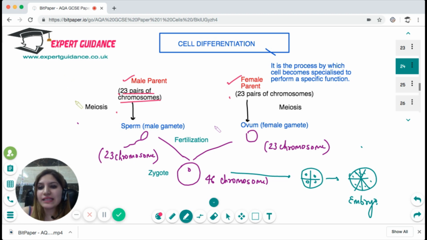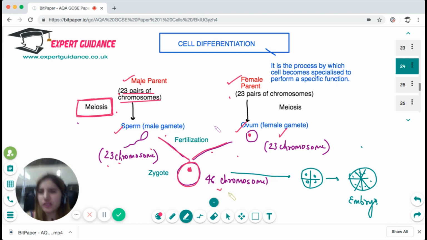Now, male cells undergo another division. We just saw mitosis. There's another division called meiosis, which produces half the number of chromosomes and is required to make the gametes. So the male parent makes a sperm or a male gamete, and the female parent makes an ovum or a female gamete, and both have 23 chromosomes. Now, during fertilization, they both fuse to form a zygote, and this zygote now has 46 chromosomes.